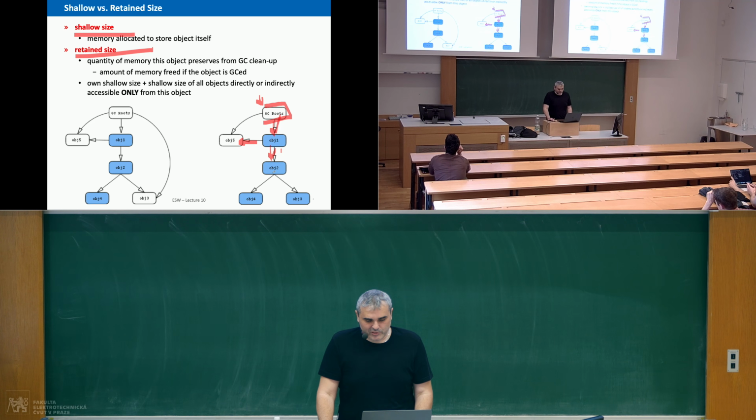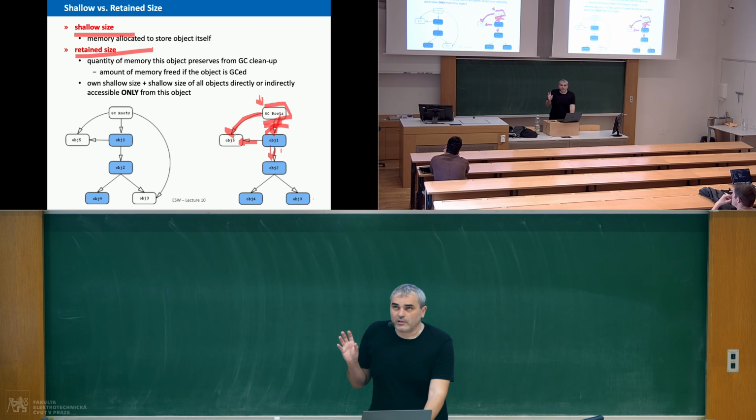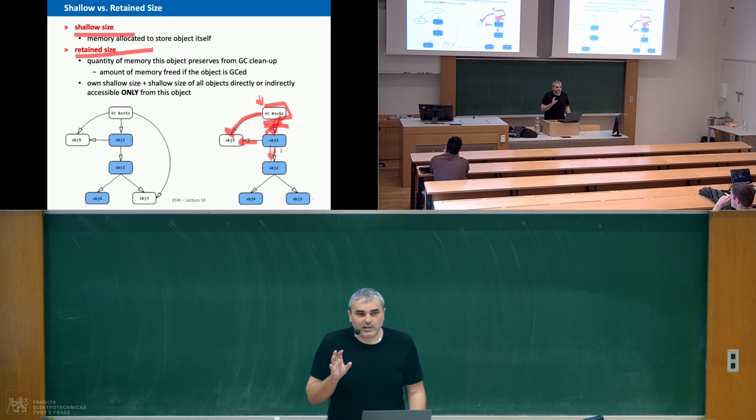So it's the sum of these 4 blue boxes together, of their shallow size. Object 5 is not included because there is another incoming reference. So if we discard this reference between GC root and object 1, this is collected and this will remain. So if you sum all retained size of all objects, it will sum up into all consumed memory, because every object is there just once.